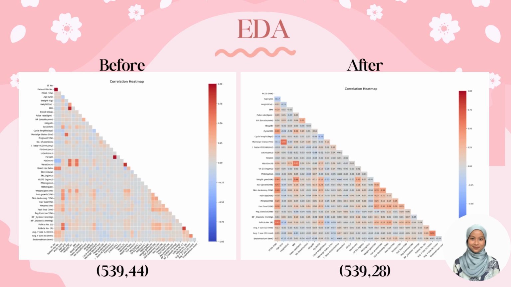What we did in EDA to shape the dataset until it becomes suitable for processing is we did some null value checking and dropping not needed columns to make the dataset smaller, since the dataset that we pick is high dimensional. This is the correlation heat map of our data before and after EDA. We managed to simplify the dataset from 539 rows with 44 features to only 28 important features. Let's go through the coding together.